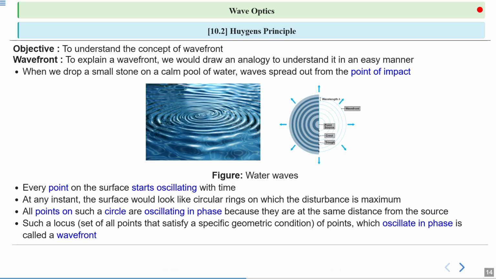So that is called locus. Locus is a set of all points that satisfy a specific geometric condition. So the locus of these points which oscillate in phase is called a wavefront.